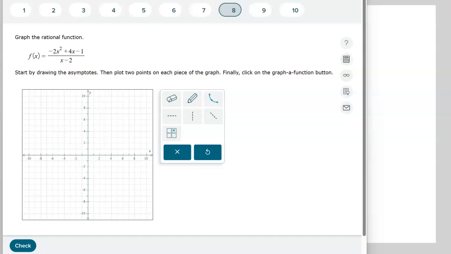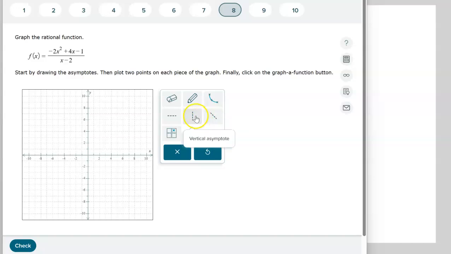So first, find the vertical asymptote. To find the vertical asymptote, you're going to look at the denominator and set it equal to 0. So I'm going to have x minus 2 equals 0. Now the vertical asymptote is going to be what makes the denominator undefined or equal to 0. So if x is 2, then the denominator is equal to 0 and I can't solve it. So that's where our vertical asymptote line is going to be.